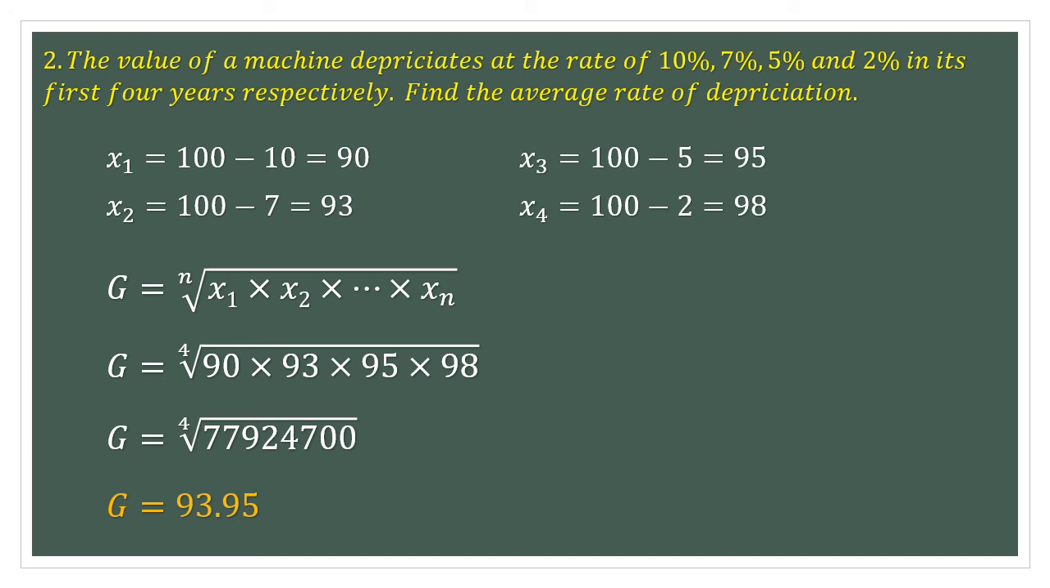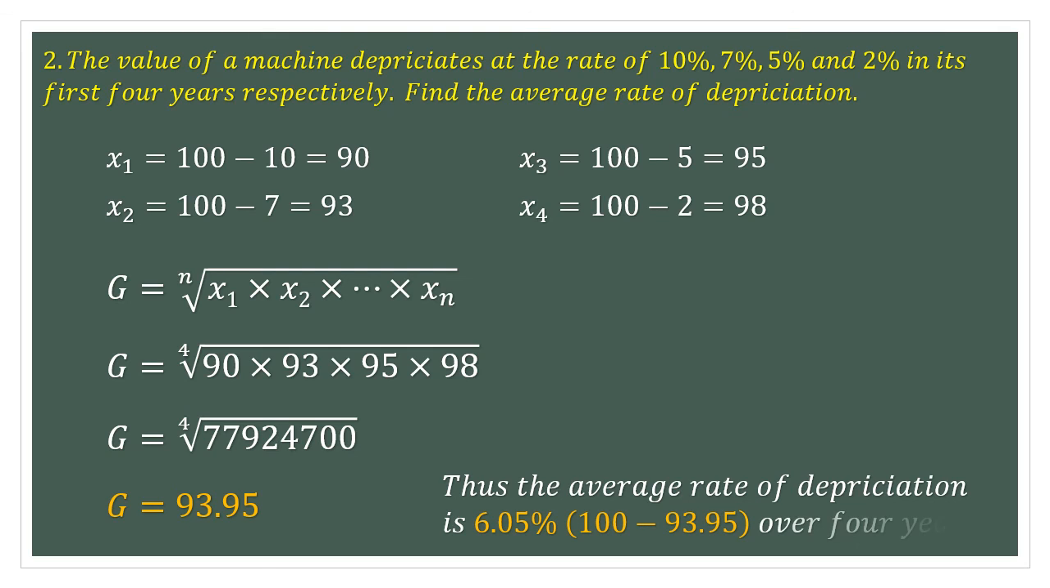In the initial stages we deducted this value from 100. So right now again we will deduct this value from 100 to get our answer. Thus the average rate of depreciation is 6.05%, that is 100 minus 93.95% over 4 years. So 10, 7, 5 and 2% gives us 6.05% of average depreciation. Just like we deducted it in the initial stage, we have to again deduct the answer from 100 to get our final answer, that is 6.05% every year.